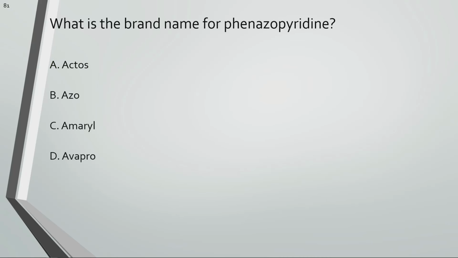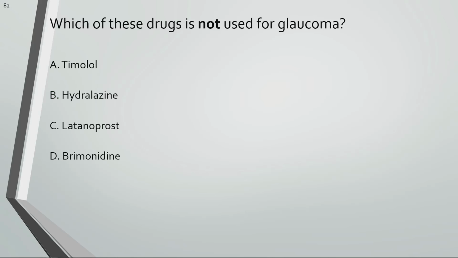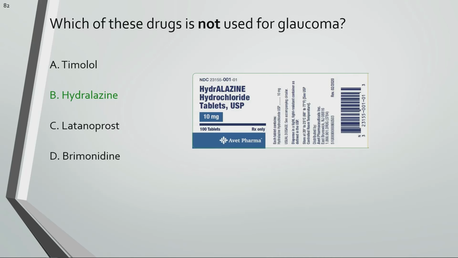What is the brand name for phenazopyridine? Azo is the brand name for phenazopyridine. Which of these drugs is not used for glaucoma? Hydralazine is used for hypertension, not glaucoma.